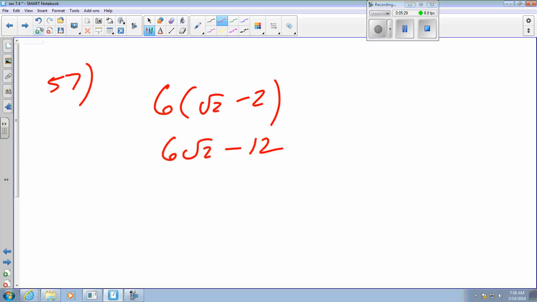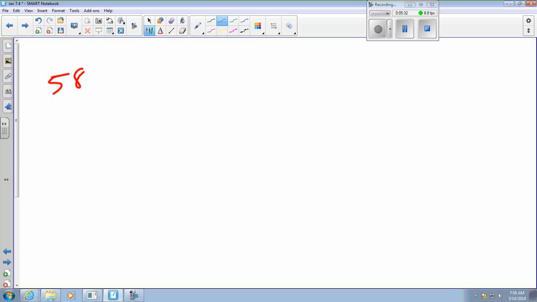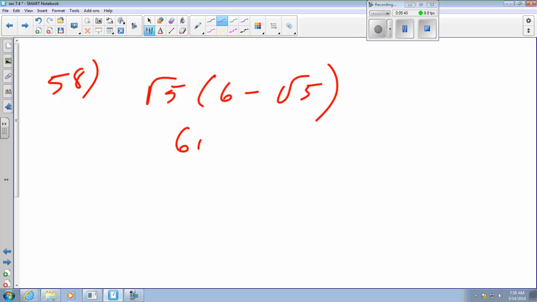Number 58. Square root of 5 times 6 minus the square root of 5. Square root of 5 times 6 is 6 square roots of 5, because that's a whole number and that's a radical, you don't multiply them. Square root of 5 times square root of 5 is the square root of 25. We can simplify that to 5.